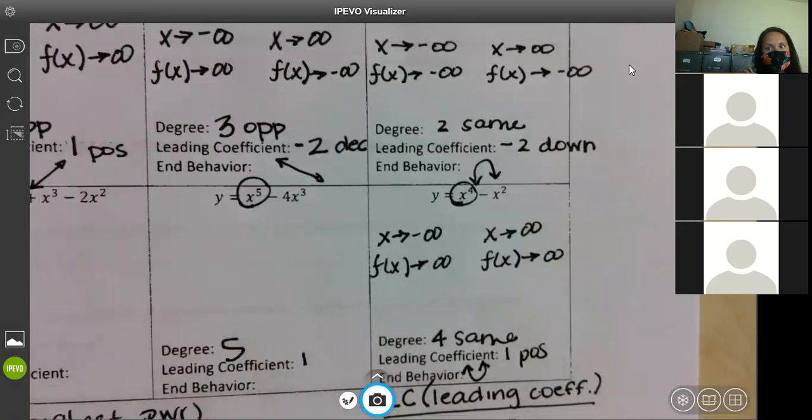It's going to be increasing. Okay, because it's positive, but what about it? They point in different directions. Different directions and increasing. Odd and increasing. So opposite and increasing.